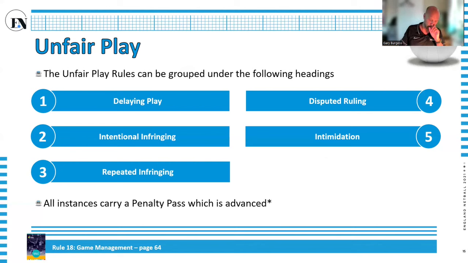So let's just look at these ones very quickly in particular. So delaying play, we've already talked about. Basically, delaying play is time wasting. Okay. Now, intentional infringing is an infringement where a player has done everything they possibly can not to avoid infringing. Okay. So it may well be that they've just stood, there's seconds to go and they've stood in front of a player and they've intentionally infringed.